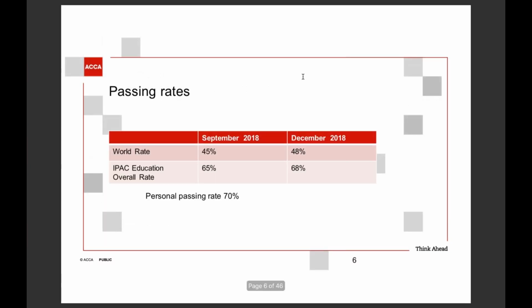As you see, these are the passing rates that we have for September 2018. The world rate is 45% for September and 48% for December. For the institution that I'm currently seconded to, IPAC Education, our overall rate is 65% for September 2018 and 68% for December 2018. But my own personal passing rate is actually 70% for my own students.